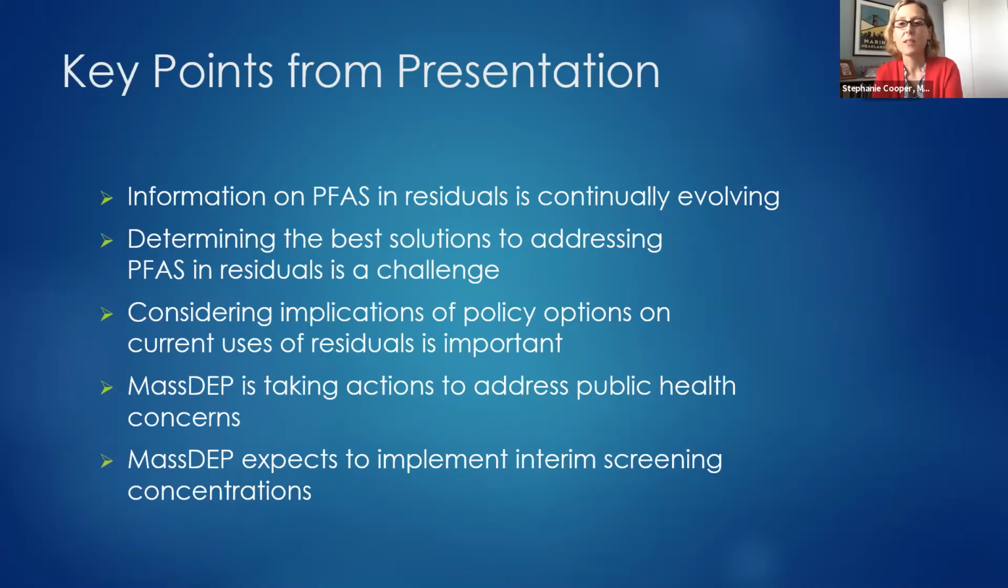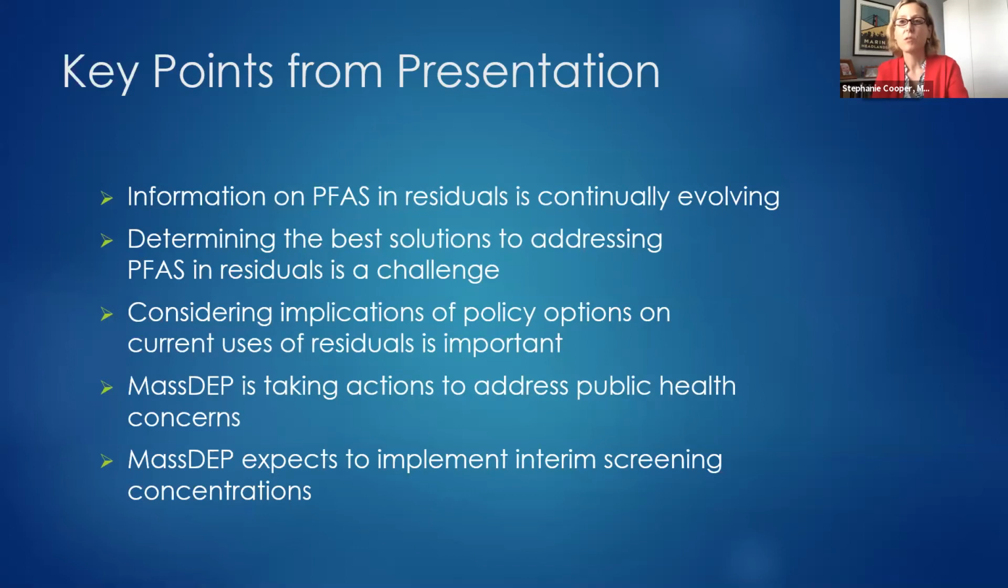And Kathy talked about this at the beginning, but we do want to continue to underscore that we're looking to consider all the implications of these different options on current uses of residuals. That's something that we haven't explored the particular implications of today, but I just want to underscore that that's part of what we really need to do in this process. And also we certainly are taking actions to address public health concerns, and we do expect to implement interim screening concentrations for PFAS in residuals. But as you can see, we're in the middle of looking at the different approaches.